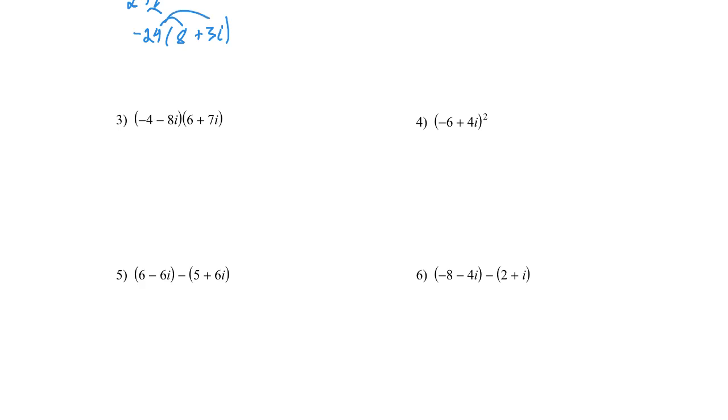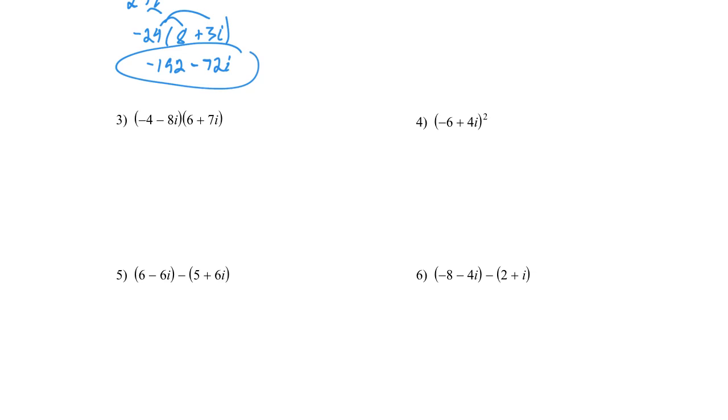So all you got to do is multiply that 24 in there, so negative 24 times 8 is going to be negative 192, and negative 24 times the 3 is going to be negative 72i. And there we have simplified the first one. So finish the rest of those.